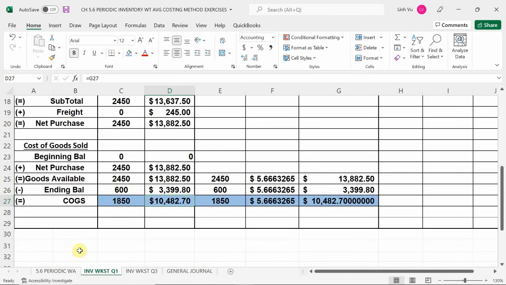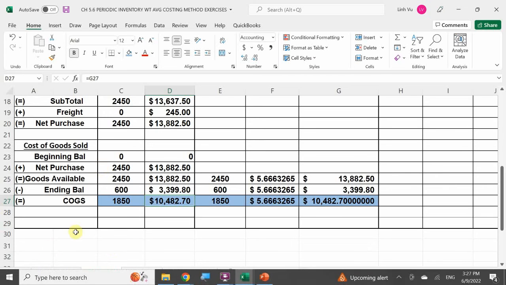So I know for a fact right now I have 600 units at $3,399.80, and it's currently at an average cost of $5.6632. Remember, this number is irrelevant once you carry it over to your new inventory worksheet, because your average cost will change as you add more new inventory. This is just a reference point, and we're going to copy this information directly into my new inventory worksheet.